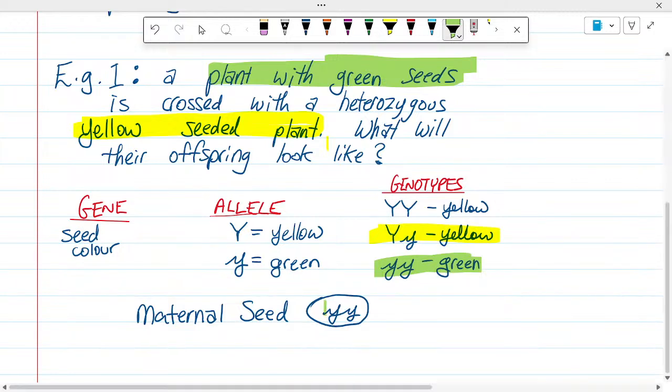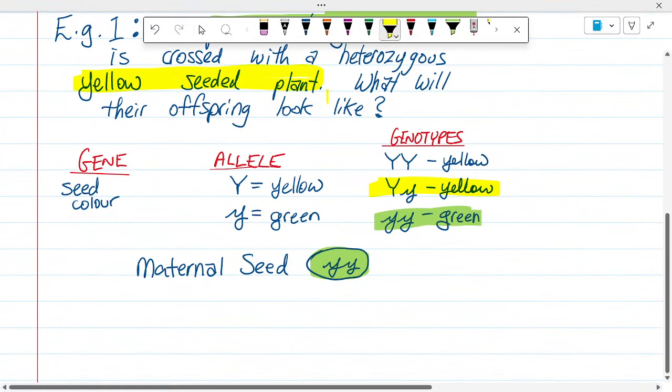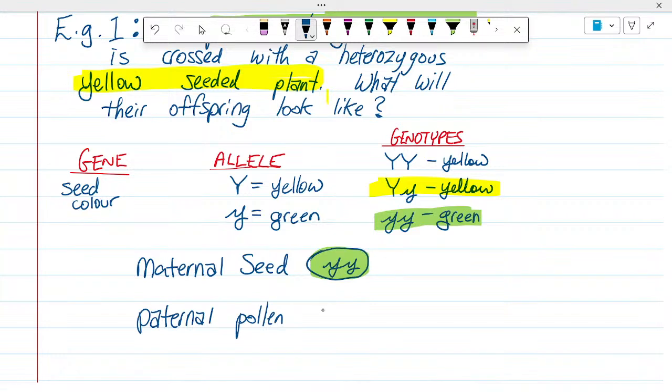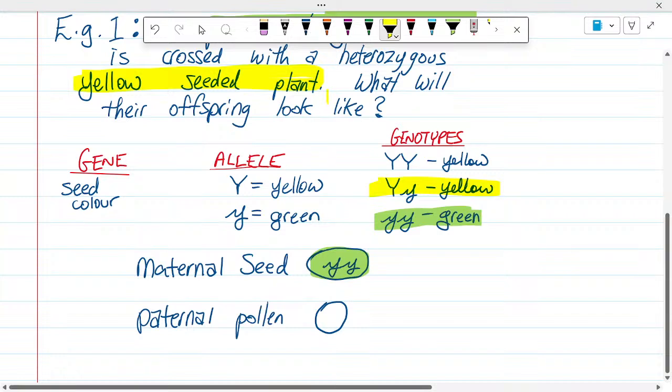Okay, so we said the maternal seed is green. And then the paternal, what's maternal and paternal mean? Yeah, mother and father. And in this case, in plants, seeds are the female sex cell and pollen is the male sex cell. Now the pollen wouldn't actually be yellow, but that's okay. We're just gonna do that just for simplicity's sake. Big Y, little y, like that, right?